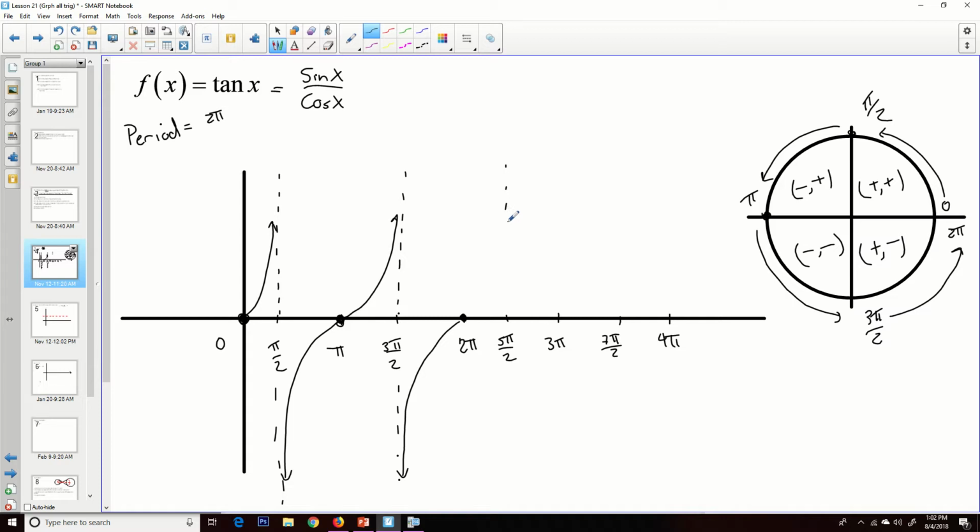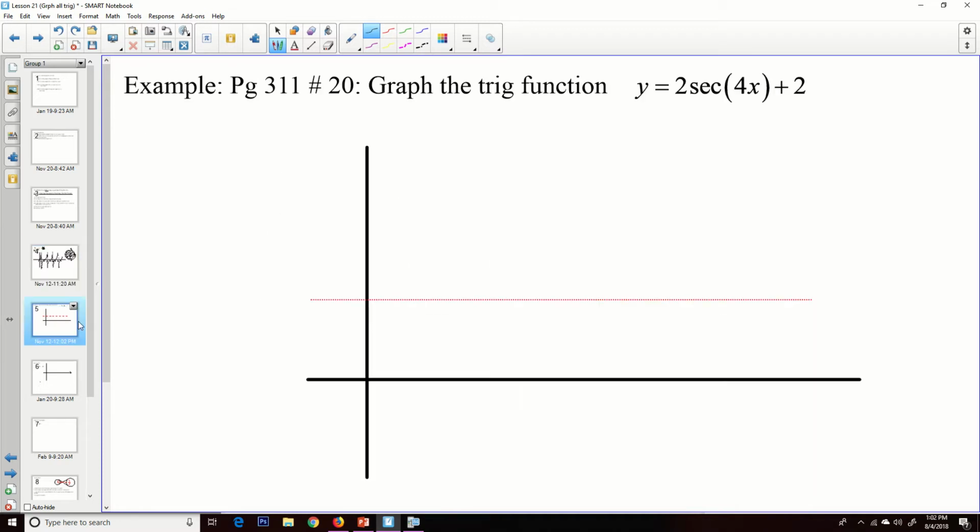So now, if I copy what I've already shown, because we've gone all the way around, it becomes fairly simple to finish off the graph, and we see a nice clean periodic function for tangent. All right, let's move on to something that's a little bit more challenging.